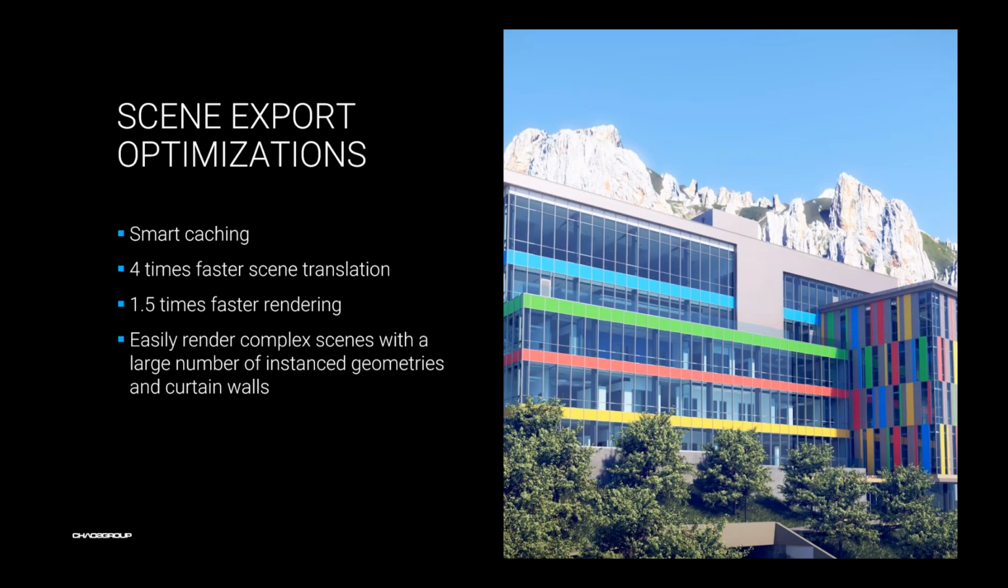And here are the scene export optimizations. This is something that we introduced also in version 3.6, and it is something under the hood, yet very important. We have optimized the way Revit geometries are translated to V-Ray by implementing a smart caching technology. This resulted in up to 4 times faster scene translation and 1.5 times faster rendering.